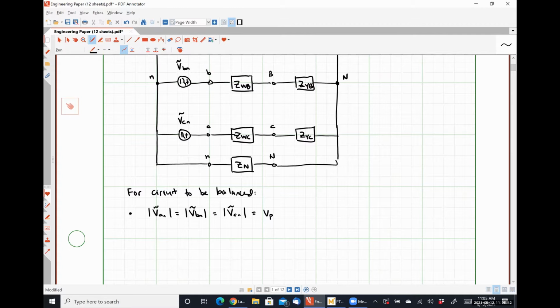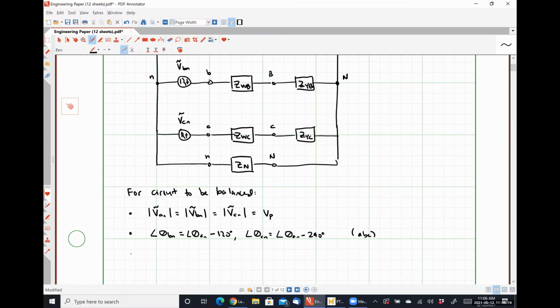We need the phase separation between the phase voltages to be 120 degrees. So that means that angle BN is equal to angle AN minus 120 degrees, and angle CN is equal to angle AN minus 240 degrees. And this is for a positive phase sequence.